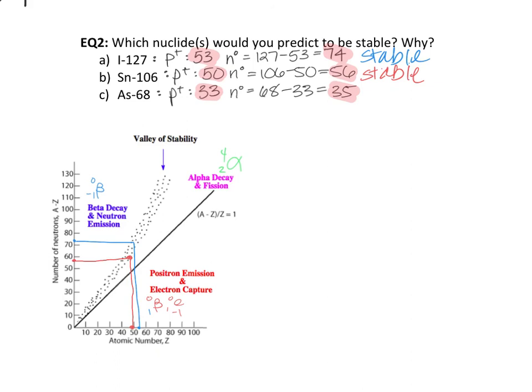That has 33 protons and 35 neutrons. So that's pretty stable. If it's going to undergo any emission, it would be positron emission or electron capture. We're going to say it's relatively stable as well. All right, that's it for today.